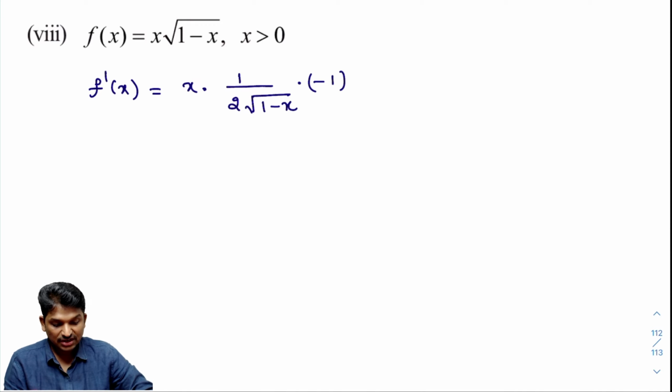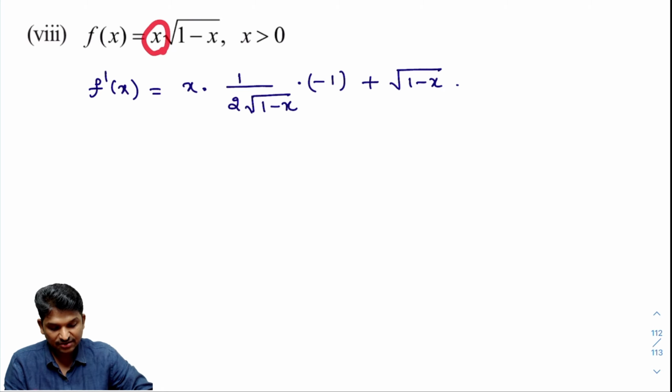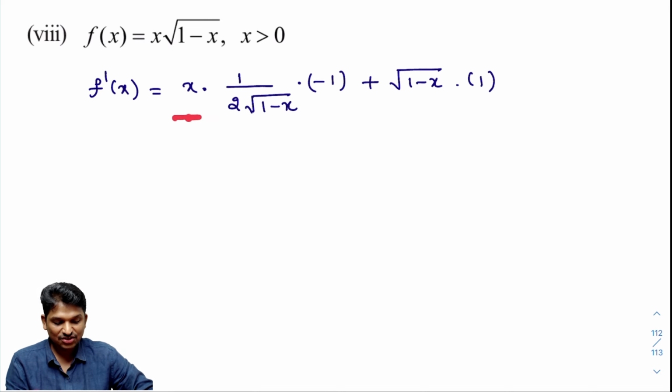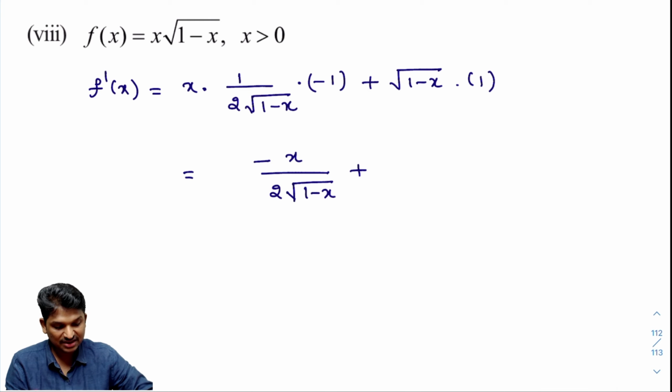u into v dash plus v into u dash, that means root over 1 minus x into the derivative of x. Derivative of x is 1. So u into v dash plus v into u dash. You do the simplification of this, what will you get? You will get minus x divided by 2 into root over 1 minus x plus root over 1 minus x.